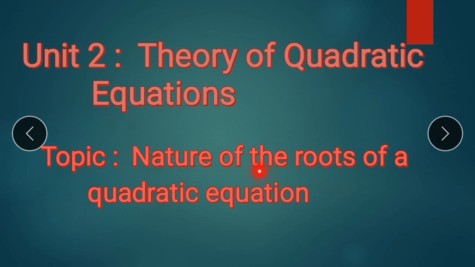Here in this context, nature means category or types, whereas roots means answers or solution sets of quadratic equation. So the topic states that we are going to discuss the types of the answers of quadratic equation, or that the roots or the answers of quadratic equation fall in which category. Here category or types means the types of numbers like real numbers, imaginary numbers, rational numbers, irrational numbers, what type of numbers, what type of roots the quadratic equation has.